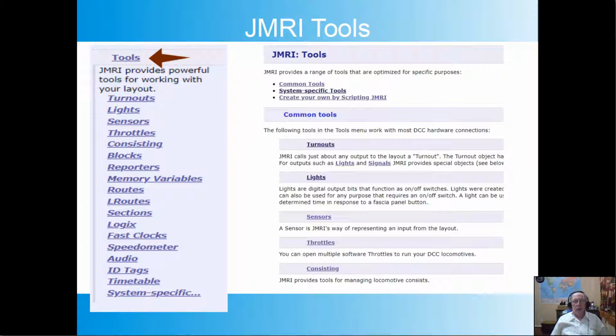JMRI Tools. JMRI has all kinds of hardware tools that you can use. If you go down the list here, you can see you can control your turnouts. You can control things that are called lights, which are basically on and off outputs. So you can control a relay or something of that nature. Sensors, perhaps you have a track sensor, a block detector, that's a sensor. Throttles, we won't read the whole list, but you get the idea. These are all different things that you can have JMRI monitor or control.